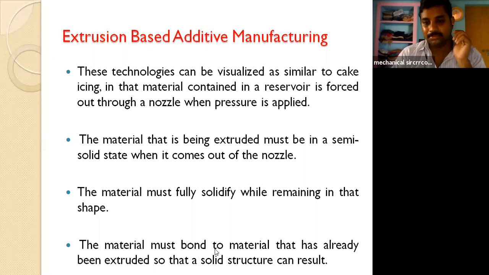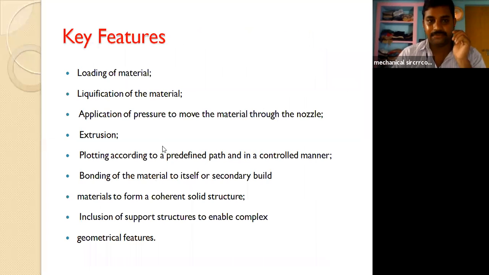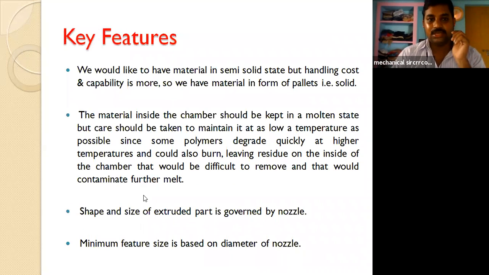They are going to have some bonding features or bonding nature. Okay, so these are the key features, similar to things I have discussed. Loading of the material, liquidization, this is phase changing, liquidization of the material. So everything, extruding, bonding, these are the step-by-step process included in this particular laminated object manufacturing process.